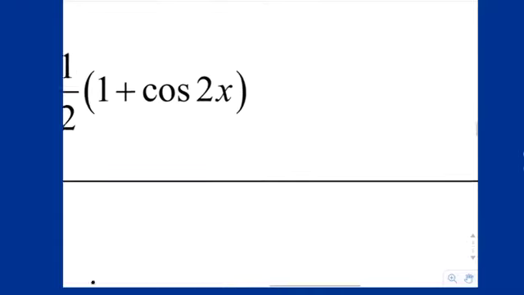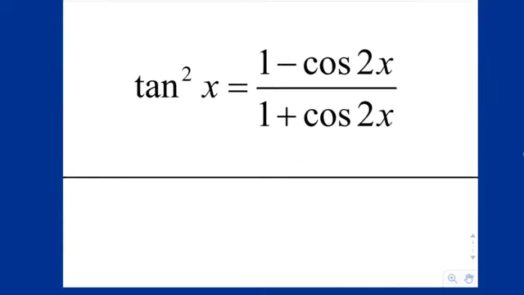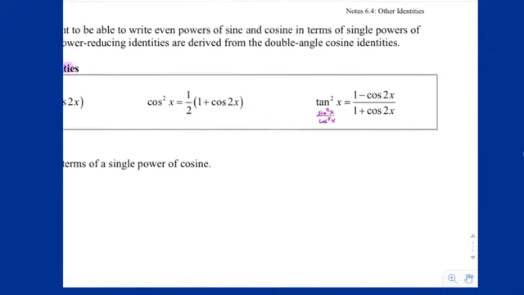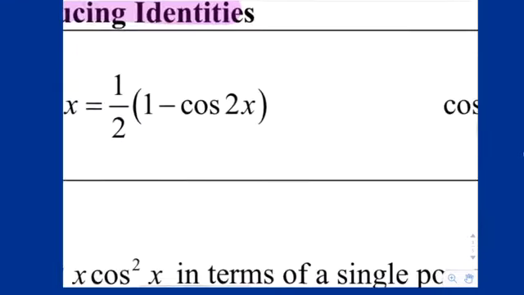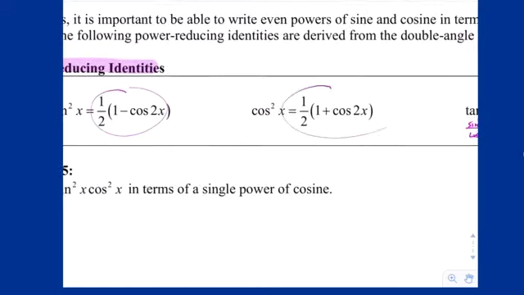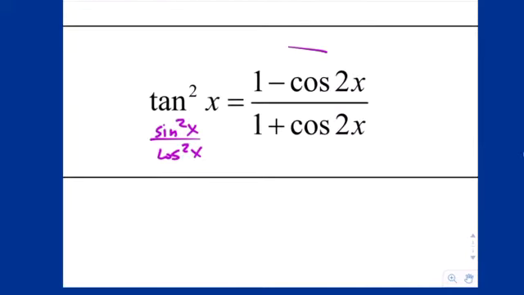Now if you take the tangent, remember tangent is always just sine squared over cosine squared. So you don't have to really memorize this, but if you took this one here and you divided it by that one there, your 1/2s will divide out because they're common factors. And so you're just going to be left with the 1 minus cosine over the 1 plus cosine, and that's where this one comes in. But it comes directly from the ratio identity, so not something else to memorize other than the 1/2s divide out.